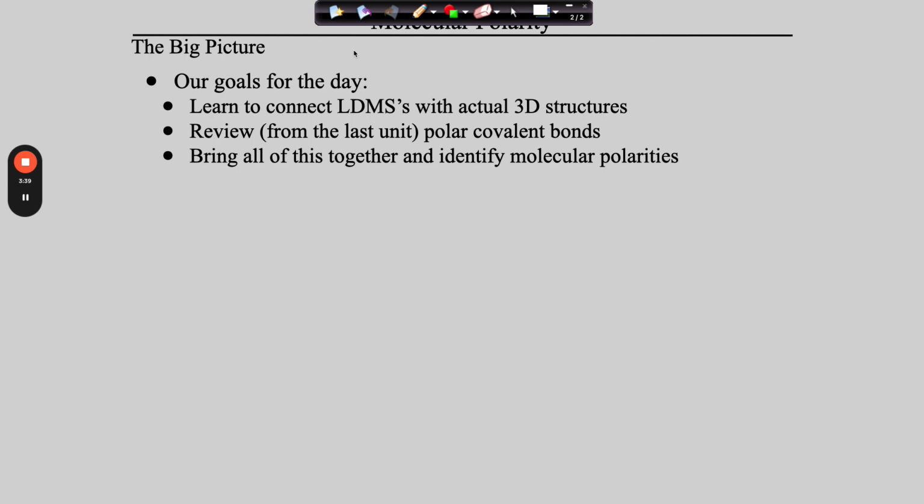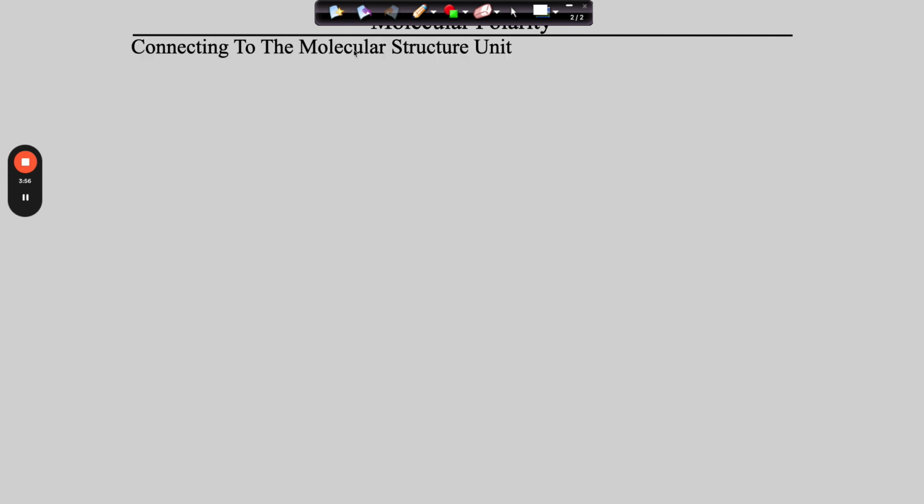So this is what we're going to do today. First of all, we're going to connect Lewis dot structures with what they actually look like three-dimensionally. Again, no names, no angles. Just be able to picture them. Then guys, we're going to talk polar covalent bonding. Then we're going to bring this together and talk about polarities. So guys, it starts like this. This is where you get going.